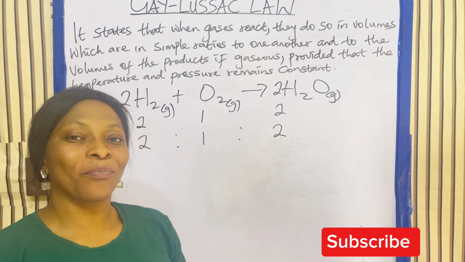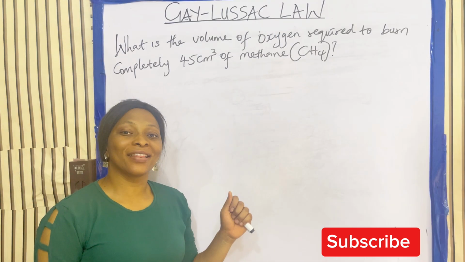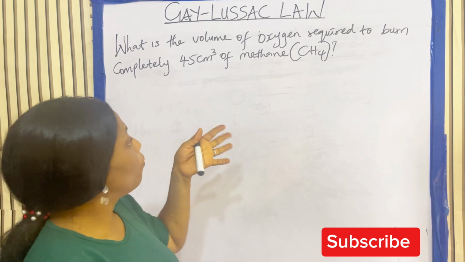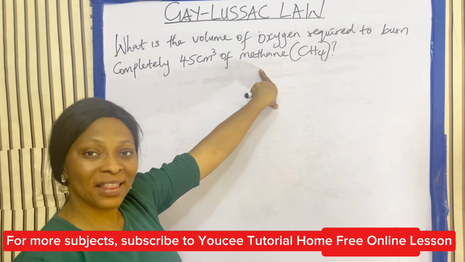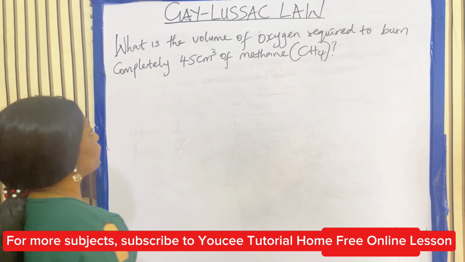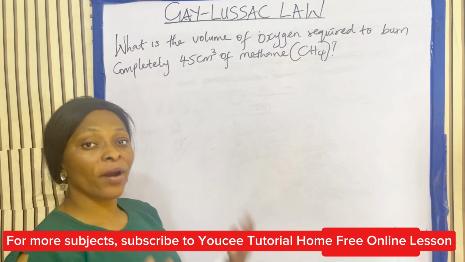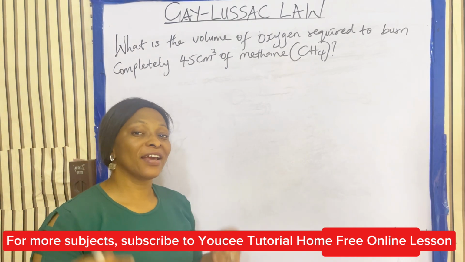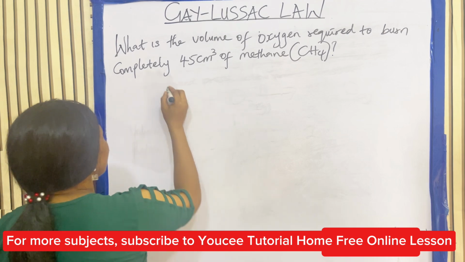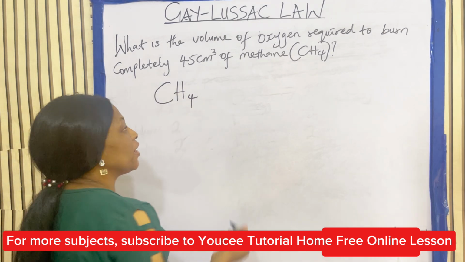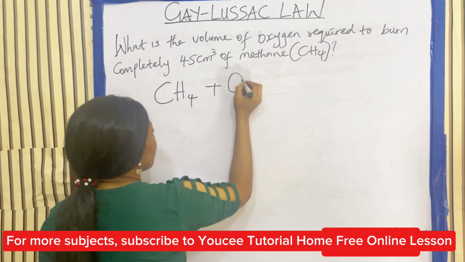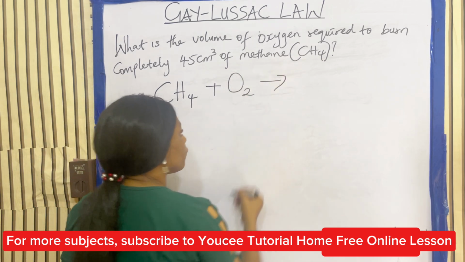Now let's look at some practice questions. So let's look at this question. What is the volume of oxygen required to burn completely 45 cm³ of methane? Now let's solve. First of all, we are going to write the equation for the reaction. Methane is CH4. When it reacts with oxygen, what is it going to give you?